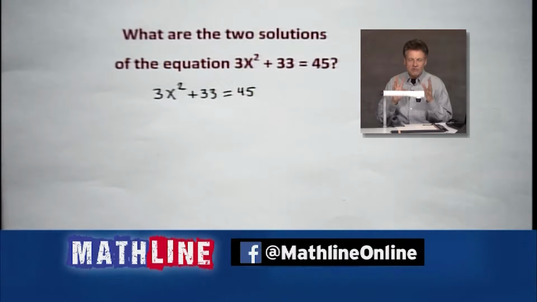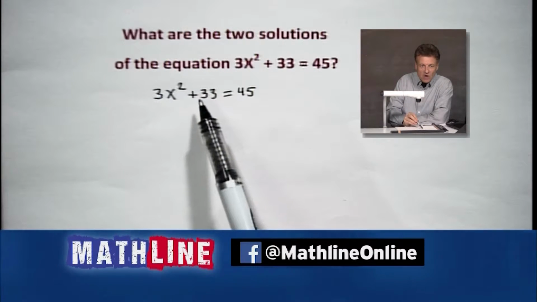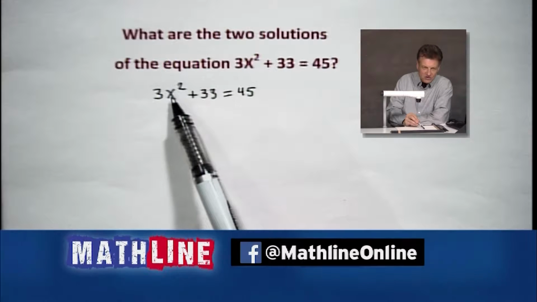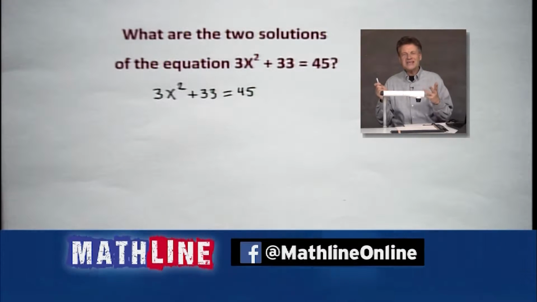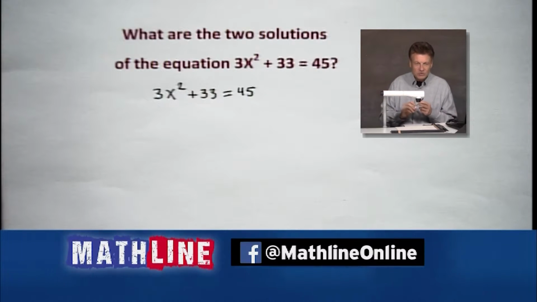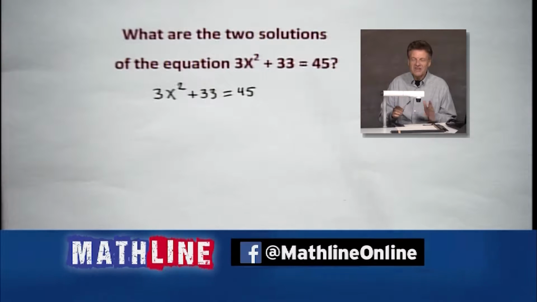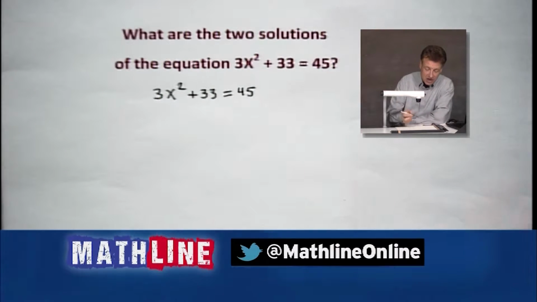First thing I notice is there is no linear term. There's not an x floating around in this problem. There's a quadratic, which is our 3x squared, and a constant and another constant, which is very nice because we're just going to play the game: get x squared by itself, then square root. Hopefully it'll come out nice and even. We'll find out. So let's do that.